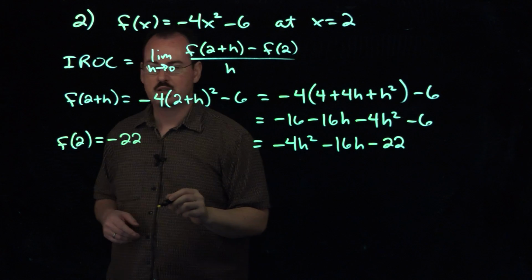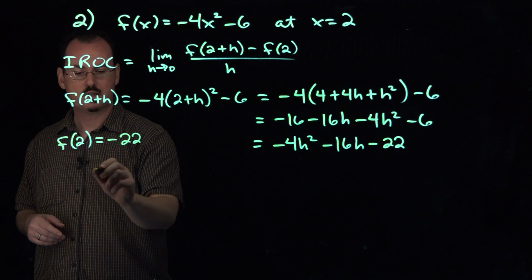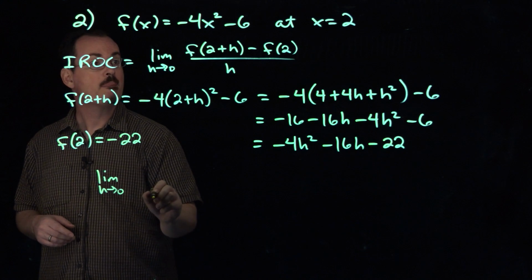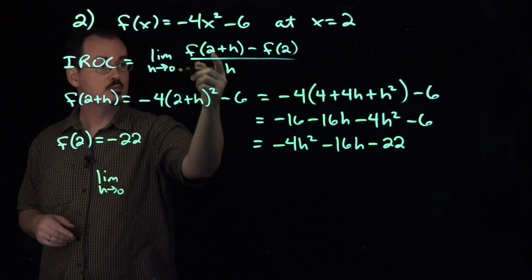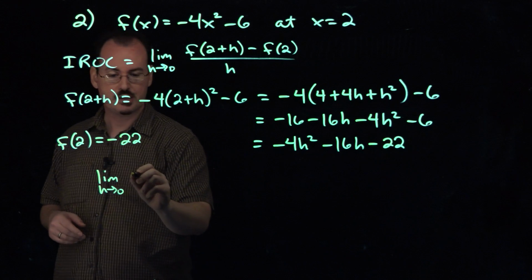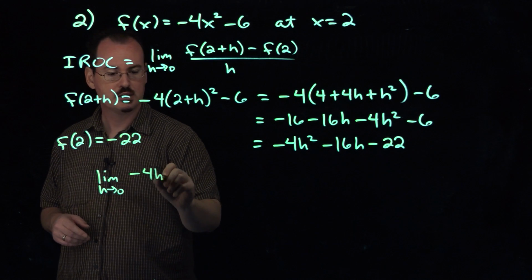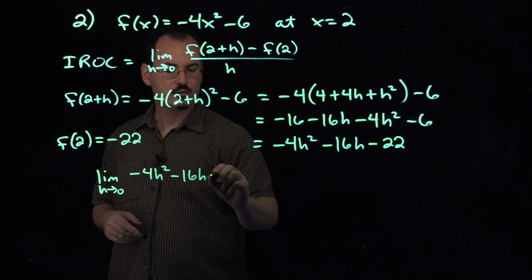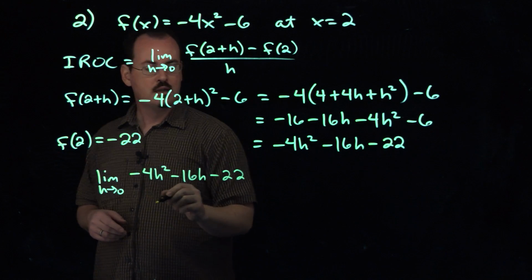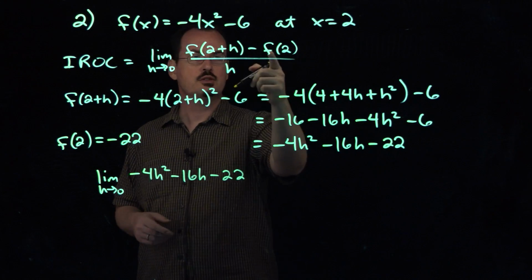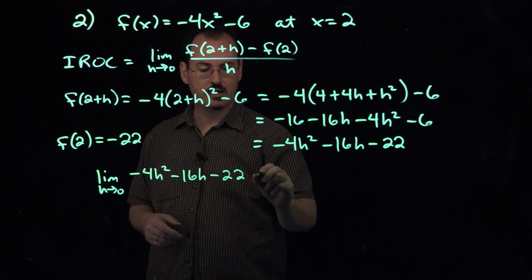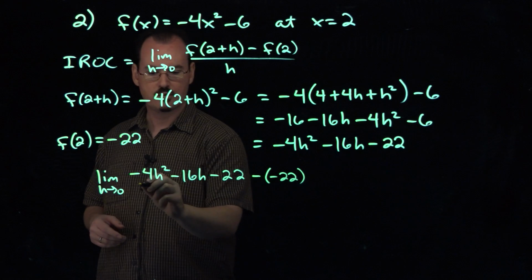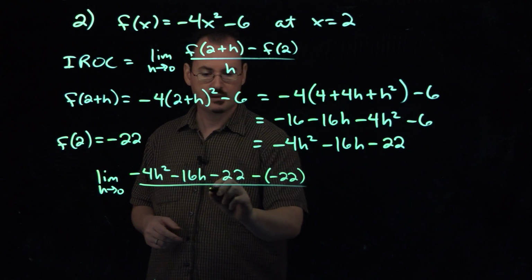Okay, so then if we plug this into our formula, we get the limit as h approaches 0 of f of 2 plus h, which we just found was this quantity here, so we're going to get minus 4h squared minus 16h minus 22, and then minus f of 2, so minus f of 2 we just found was negative 22. So all of this over h.